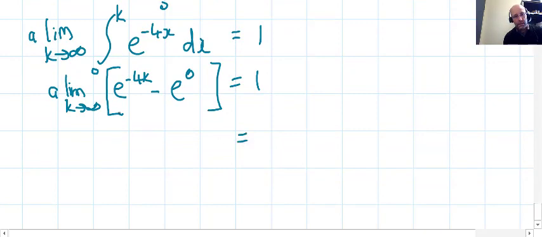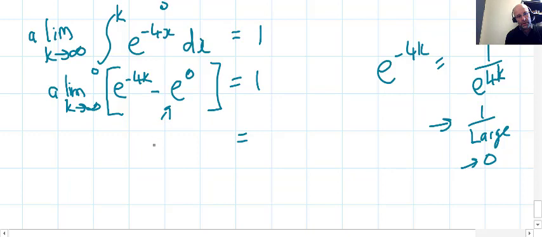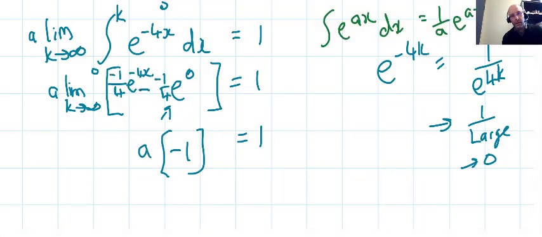And let's look at what happens there. Now, e to the negative 4k is the same as 1 over e to the 4k. And as we have k approaching infinity, that means 4 times k will become very, very large. So that would be e to a large number, which means 1 over a large number, which tends to 0. So we have 0 minus e to the 0, which is negative 1. So A times negative 1 is 1. Except I didn't integrate properly.